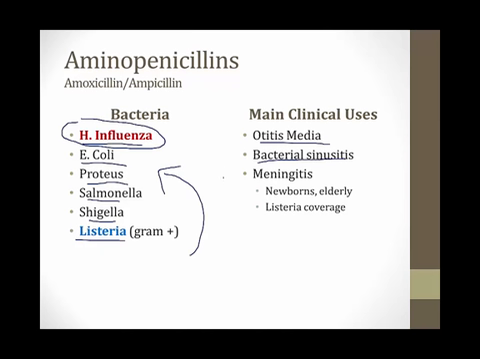The aminopenicillins are also often used in bacterial meningitis, especially among the newborns and the elderly. These are populations that are at risk for listeria. So if you use an aminopenicillin, you will cover listeria and you will also cover H. flu, which can cause meningitis. You will also have some coverage for strep pneumonia.